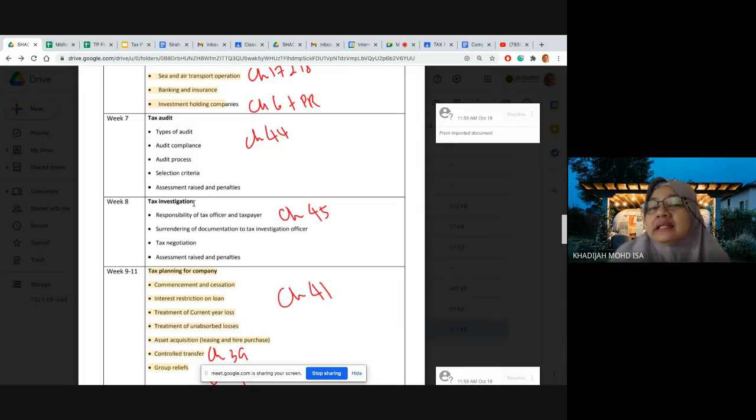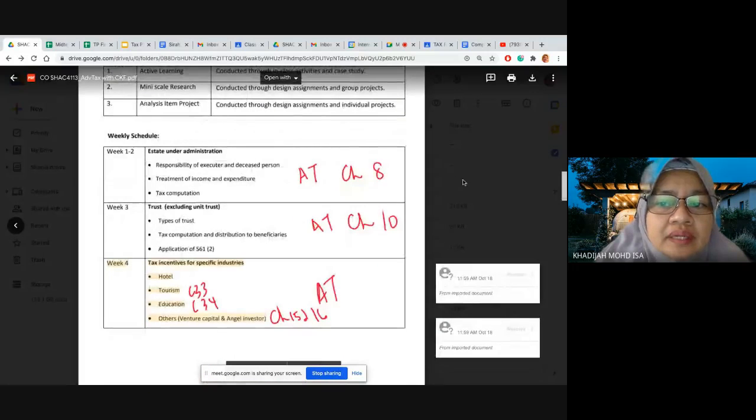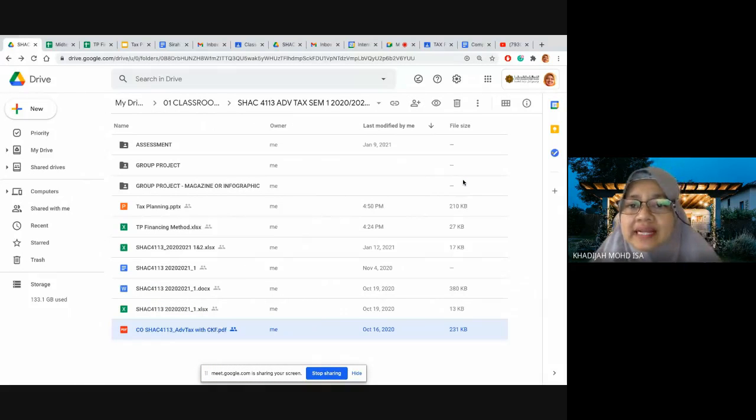I won't ask what the types of audit are or what the responsibilities of the tax officer are, because that is just there in the framework and it doesn't show your understanding of the topic. So I think we have covered most of it. I am yet to cover the tax audit framework and tax investigation next class. Then we can wrap up the class if you don't have anything else.